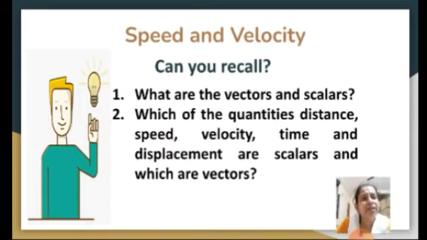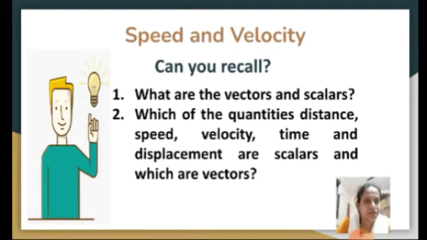But what are vectors and what are scalars? Vector quantities, if you remember, are those quantities that have magnitude as well as direction. Whereas a scalar quantity only has magnitude. Remember this. Magnitude means size, or some number. Whereas a vector has both magnitude and direction.